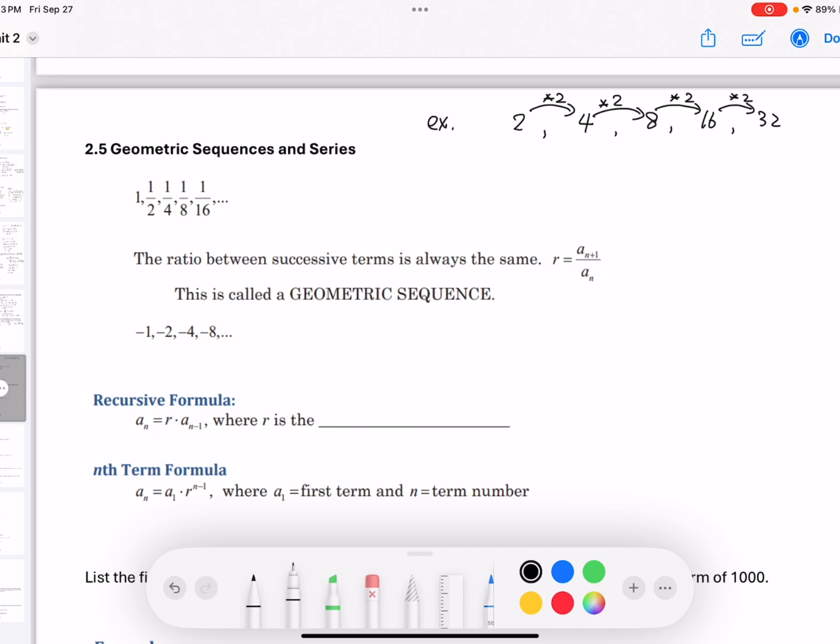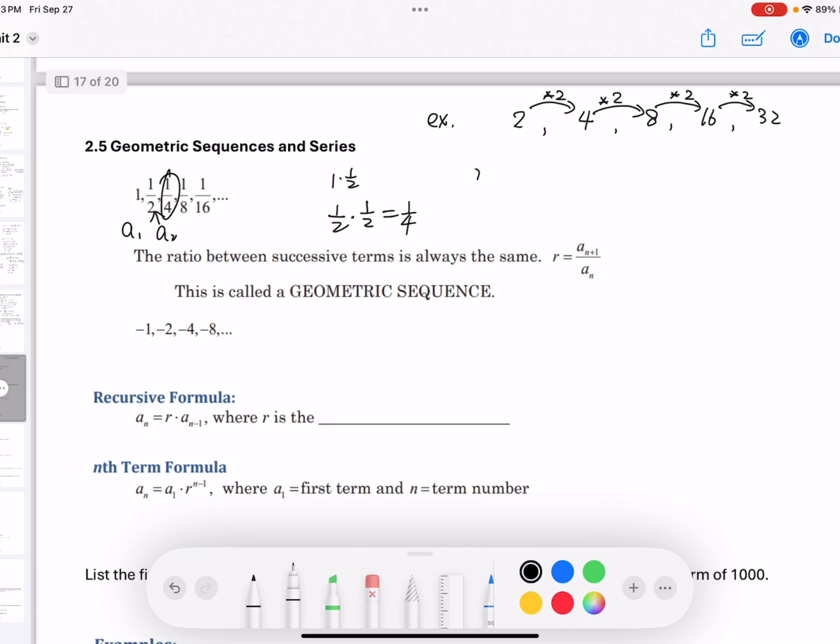Okay, let's see the next example. If my a sub 1 is 1, a sub 2 is 1/2. You see, from a sub 1, which is 1, multiplied by a number 1/2, it is my a sub 2. And how about my 1/2? My second term times 1/2 is equal to 1/4, which is my a sub 3. How about a sub 3 multiplied by 1/2? It is 1/8, which is a sub 4.